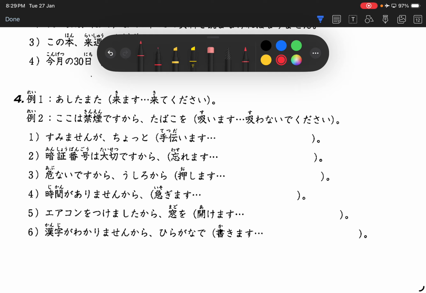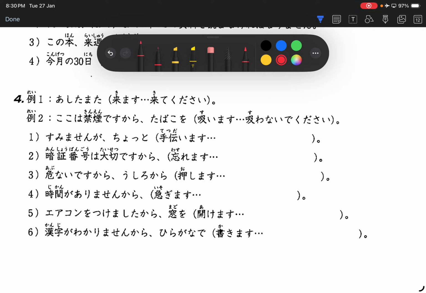Wrong grammar form. The first half says 漢字がわかりませんから, because I don't understand kanji, sorry. So ひらがなで書いてもいいですか, you're asking for permission. 漢字がわかりませんからひらがなで書いてもいいですか. Because you don't know kanji, you're asking for permission whether you can write in hiragana.